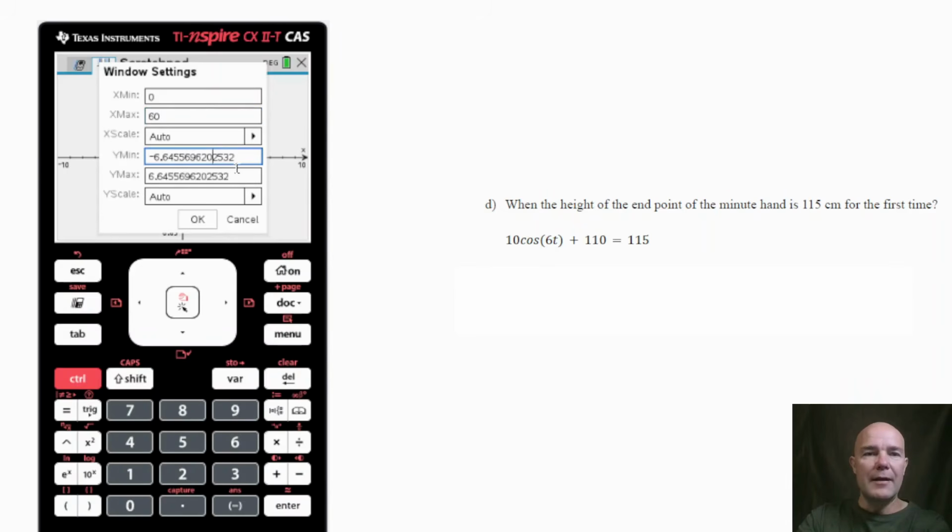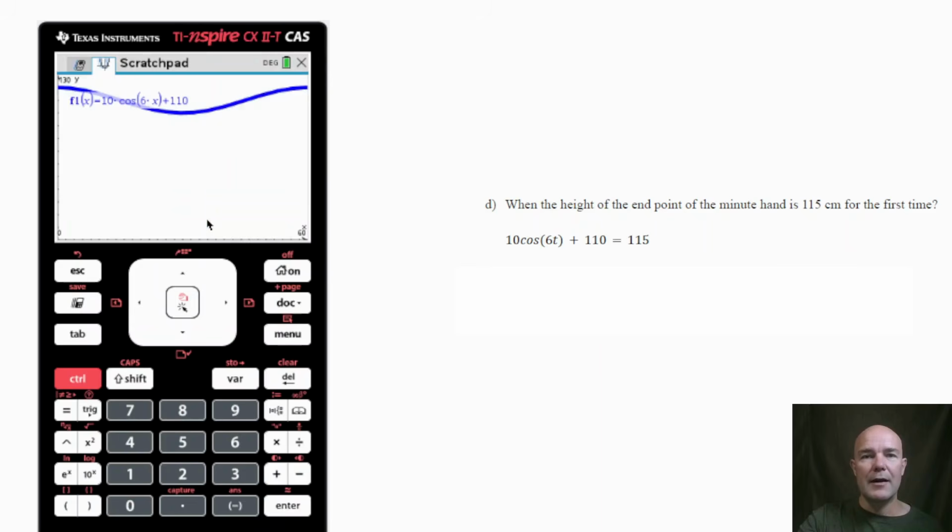Y is the height of the endpoint, and we know the minimum value was 100 and the maximum value for the height was 130. So if I have our values going from 0 to 130, I can see our cosine function like this. And this is actually a good method for you to check that your model is correct. And now at least the form is correct. Then we draw whatever is on the right-hand side of the equation, and that's 115. And now we can see our cosine function and the horizontal line 115.